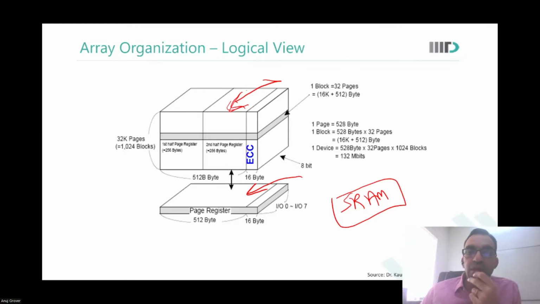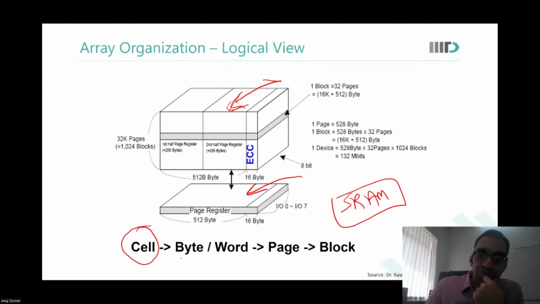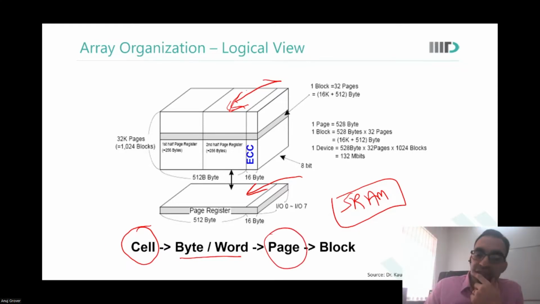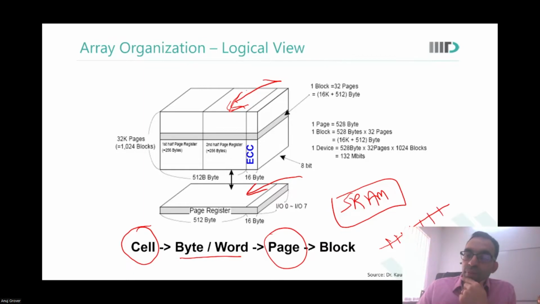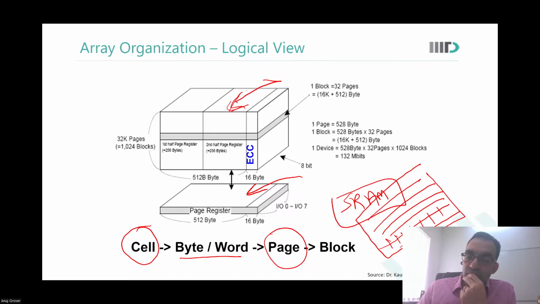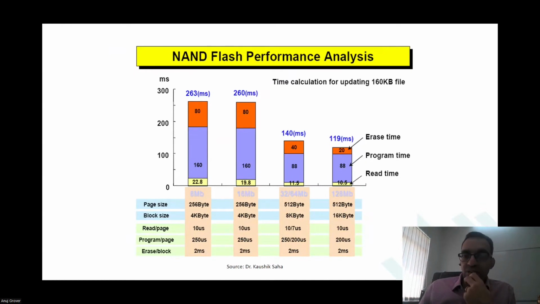Okay. And this is the logical view of this. What we are saying is there is a cell, there is this concept of a word, then there is a page. A page is all the cells sharing the same word line, and a block is a group of multiple pages, with multiple bit lines and multiple word lines in there. As I said, the entire page is programmed at once and the entire block is erased at once.